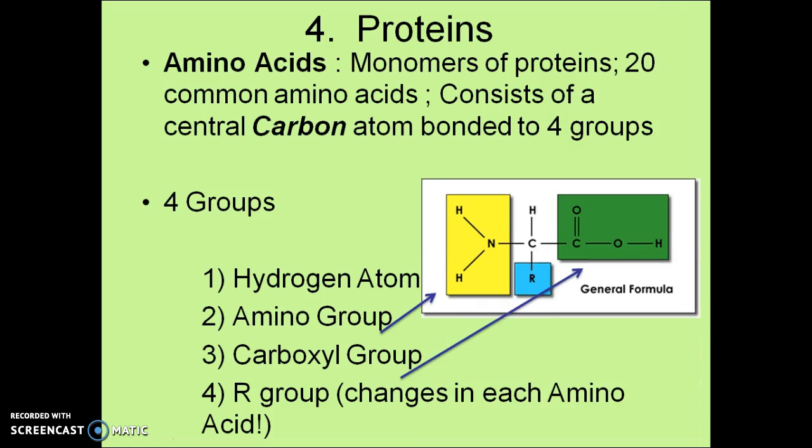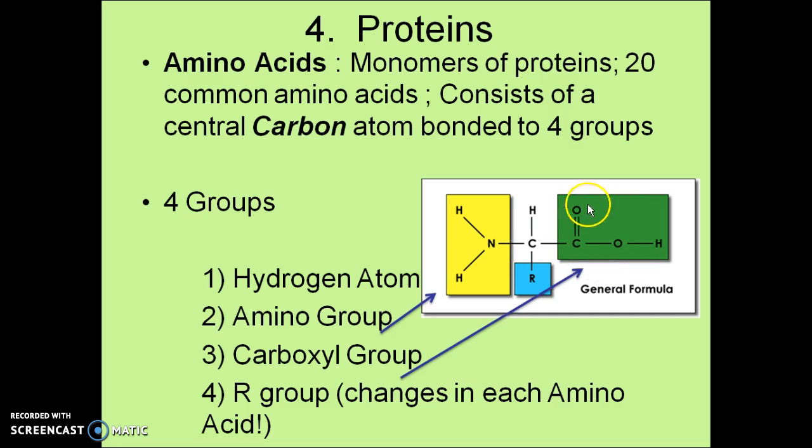The monomer, or single building block, for protein molecules is called an amino acid. We have 20 different types of amino acids found in nature, and each amino acid has the same basic structure. Each amino acid has a central carbon atom, pictured right here, that's bonded to four things: a single hydrogen atom, right here, an amino group, right here, and the amino group always contains nitrogen.